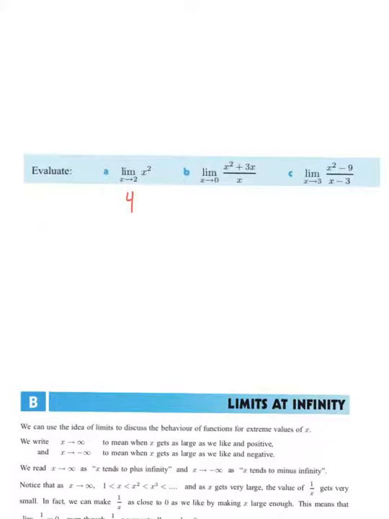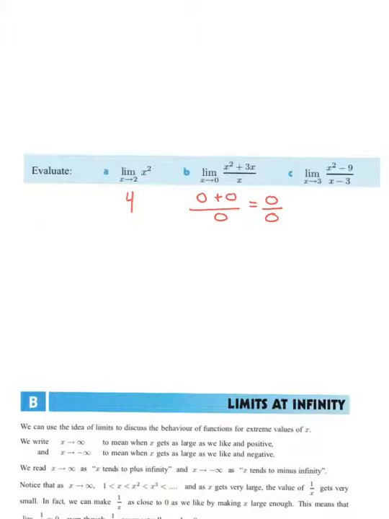You can say, what does 2.01, 2.001, 2.0001, and then what is 1.99, 1.999? What numbers do they get close to? And you'll see that it gets close to 4. Yeah? So now let's plug in 0 for b, the direct substitution method. 0 plus 0 over 0. Okay. Well, what's wrong with that? You get 0 over 0.